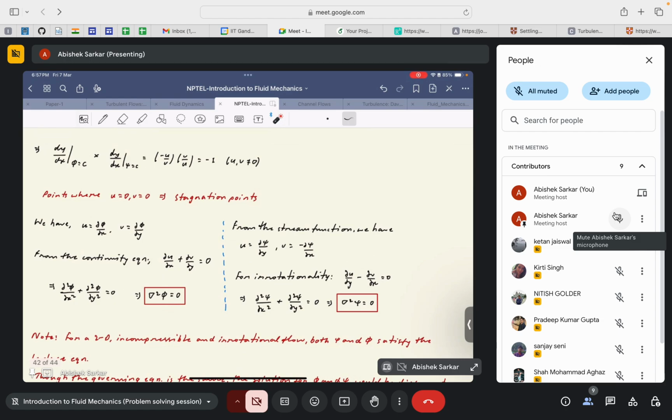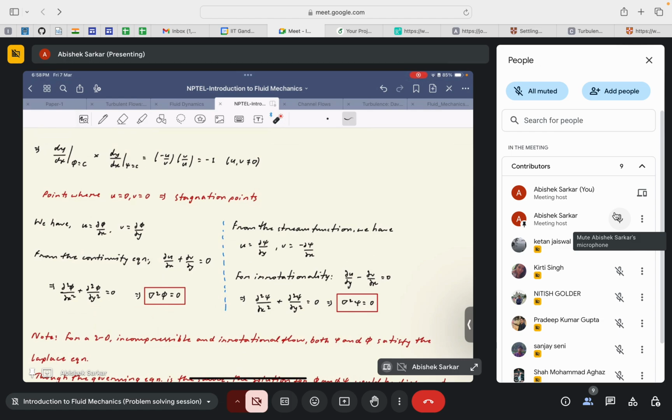Now we have that u is ∂φ/∂x and v is ∂φ/∂y. From the continuity equation, we have ∂u/∂x plus ∂v/∂y equal to 0. If we substitute the values of u and v, we have ∂²φ/∂x² plus ∂²φ/∂y² equal to 0. This form of equation is very popular in mathematics and is known as the Laplacian, because ∂²/∂x² plus ∂²/∂y² is known as the Laplacian operator. So the Laplacian of φ is equal to 0 in the case of 2D incompressible and irrotational flow.